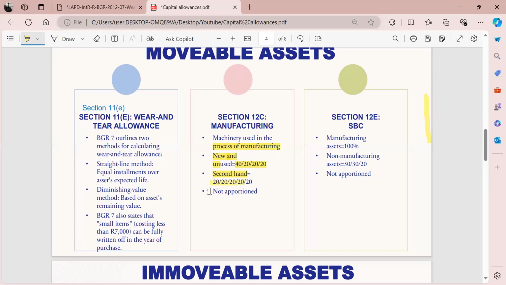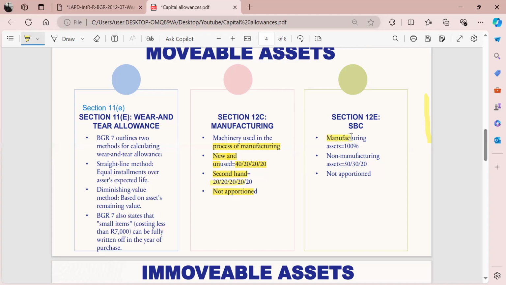Very important to note that Section 12C is not apportioned. Like I said, wear and tear is the only one which we will be apportioning, right? Thirdly, we have Section 12E, which deals with small business corporations. If you don't know what a small business corporation is, please go look it up in your textbook or in the legislation under Section 12E. So this is how we're going to be claiming capital allowances in respect of small business corporations.